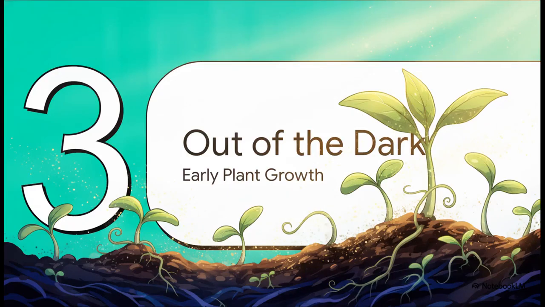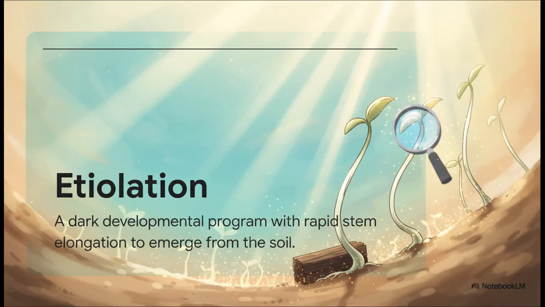Let's look at how this radar system works at the very beginning of a plant's life, as it fights its way out of the dark. Before a plant ever even sees the sun, it goes through a developmental program called etiolation, or scotomorphogenesis.